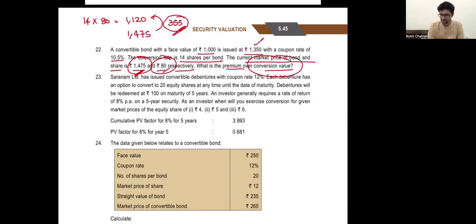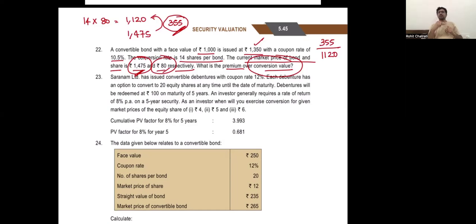It will be 355, which is the premium, divided by 1120. Yeah, we'll have to divide it by the conversion value. Your base is 1120, but you're paying 1475. So you're actually paying a premium of 355 on a base of 1120.